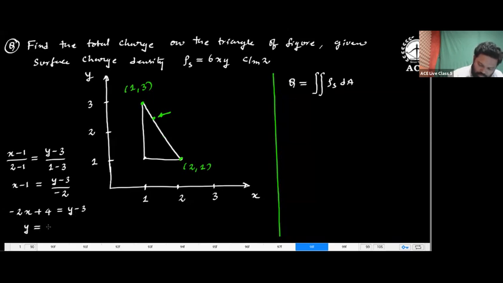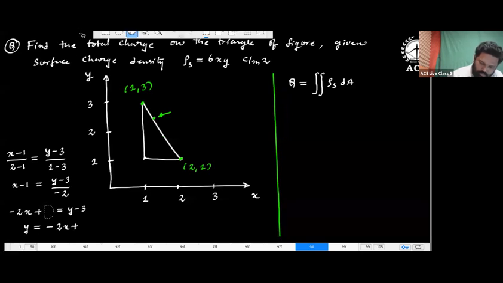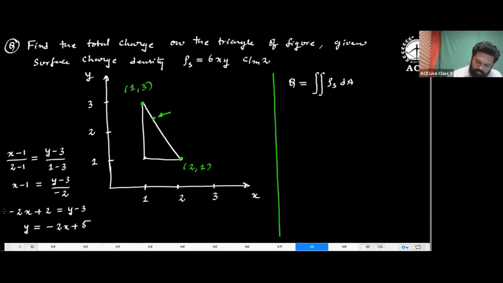Y is equal to minus 2x plus 5. So here the y value is minus 2x plus 5. Clear? So you need to take the y value from where? Y value from 3 to here. X value from 1 to here. And you need to integrate this one so that I can cover this area.